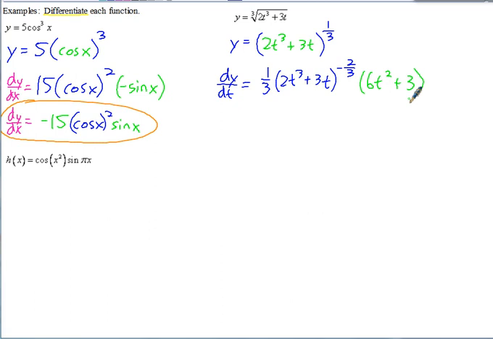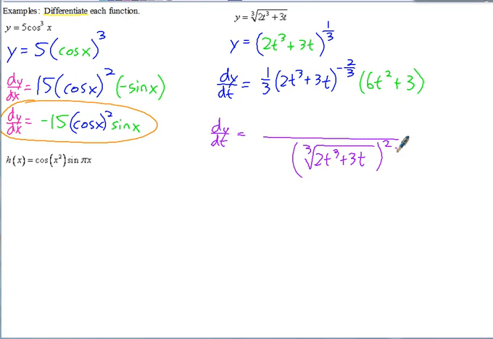And now we just have to simplify it. So when we simplify it, though, we don't want to leave any negative or fractional exponents. So the way we deal with this negative 2/3 exponent, first we bring it to the denominator, and make it a positive 2/3, and then when you switch it to radical form, it would be the cube root, and the root's on the denominator, of 2t cubed plus 3t, and then its numerator is 2, so it would be squared. Okay, so switch it back to radical form.